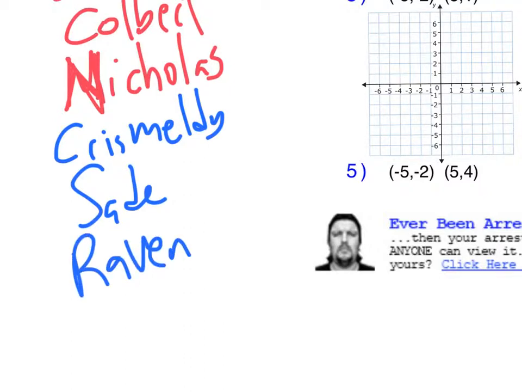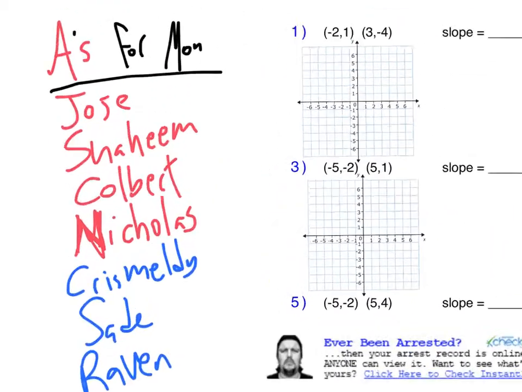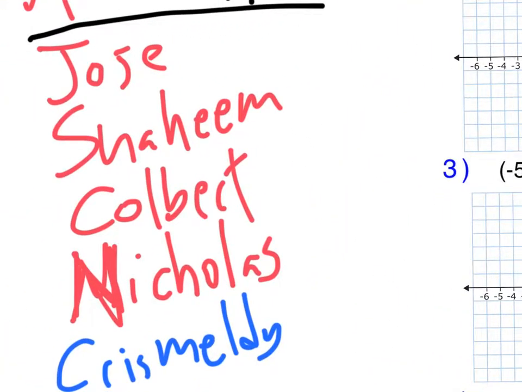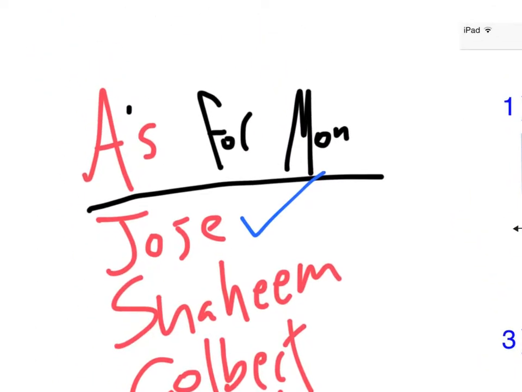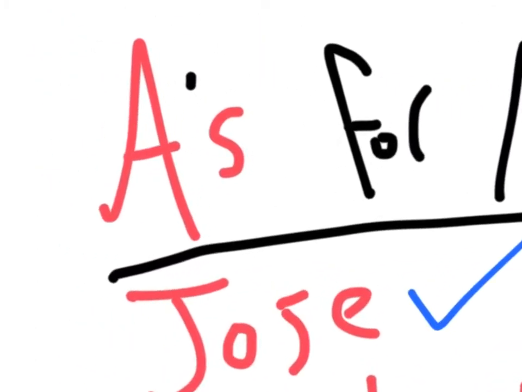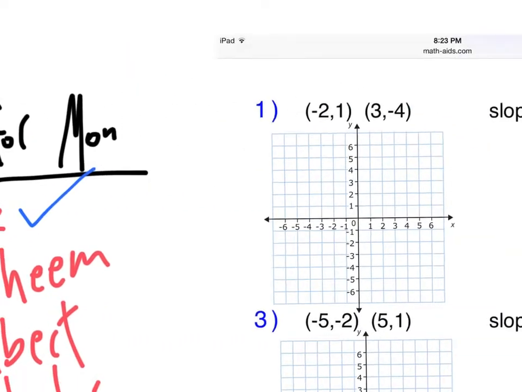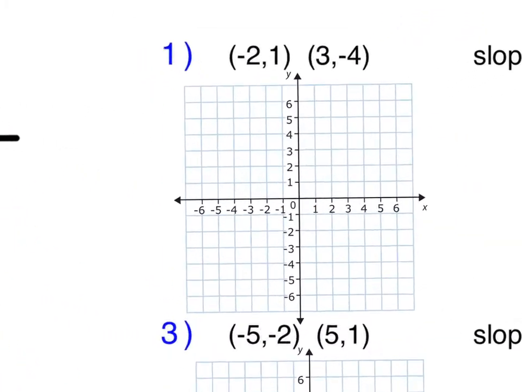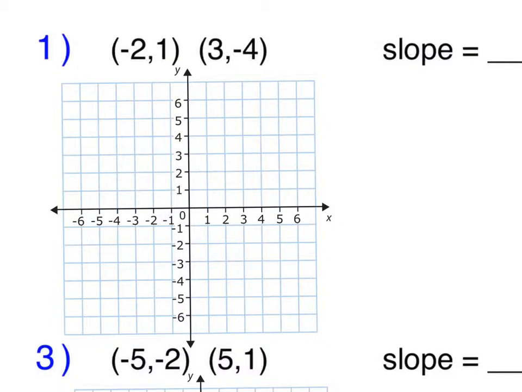And so what we need to do to earn an A, it doesn't mean getting everyone right. So yesterday, Jose did an amazing job. He got them all right. Shaheem, Colbert, and Nicholas, they had some challenges, but they were working really hard. And that's what I'm looking for in this class. It's not about getting every question right. It's about working hard each and every class. So let's stay focused so everyone can earn an A. And I'm here to support you.